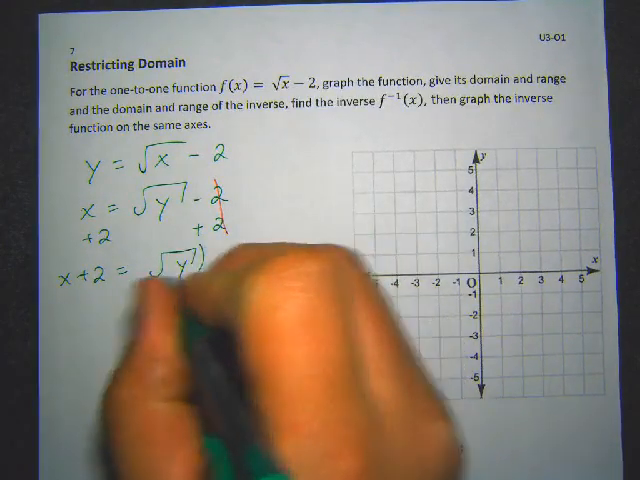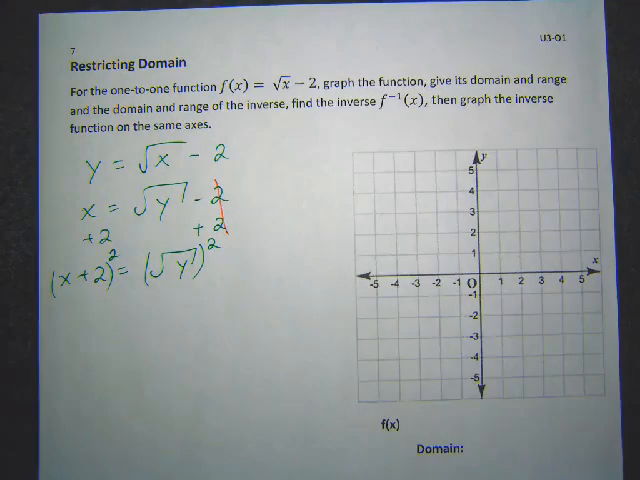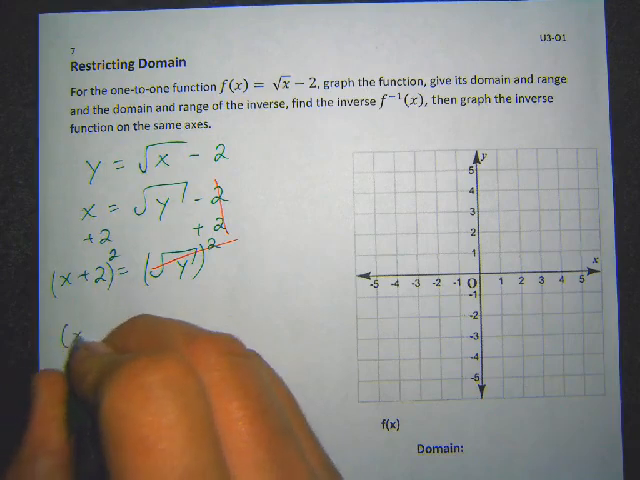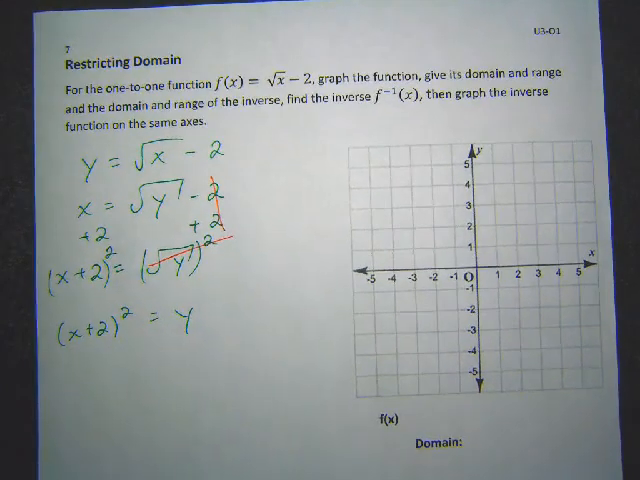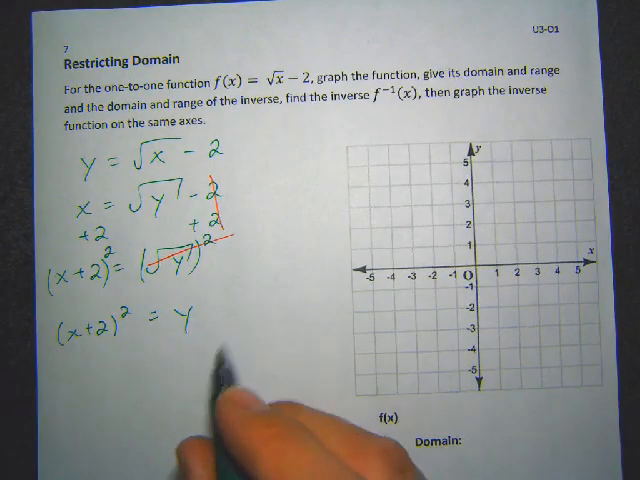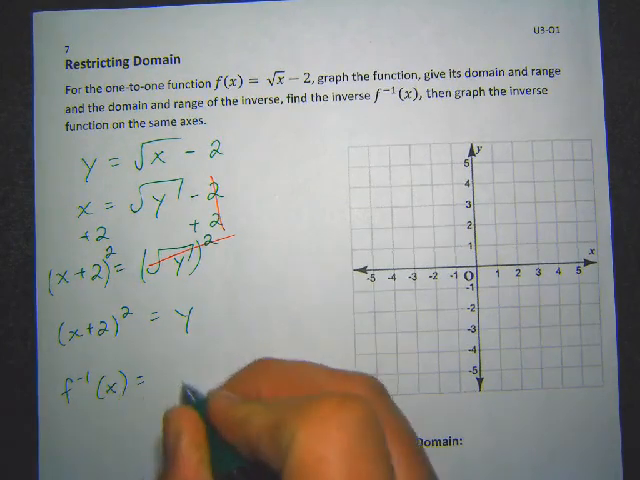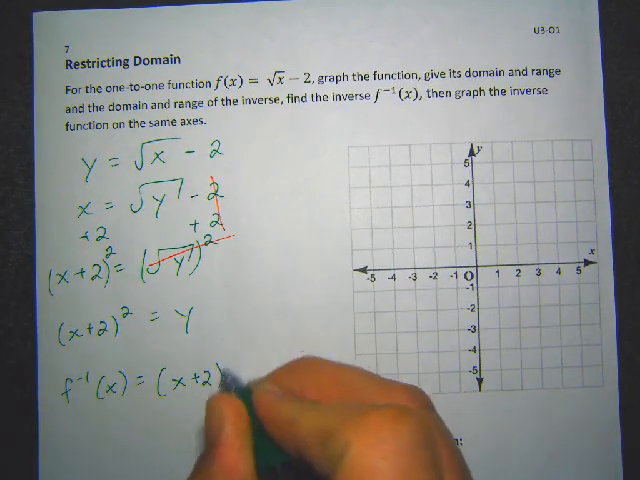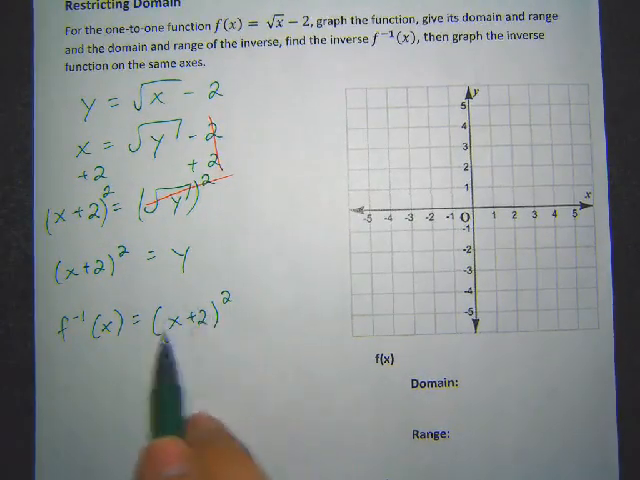We're going to take this side and this side, and square them both. Square and square root cancel. So we get x plus 2 quantity squared equals y. And now when we solve for y, we can say, okay, this is our inverse, so we'll call this f inverse of x equals x plus 2, the quantity squared. However, if you're paying attention, again, this is actually a quadratic, right?